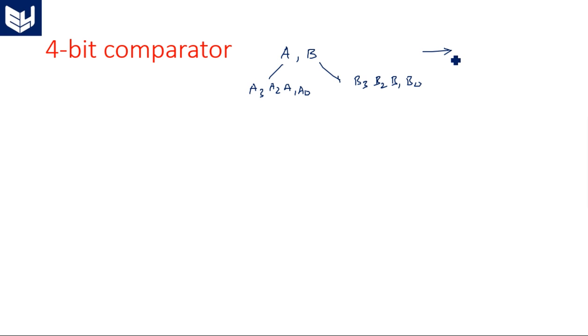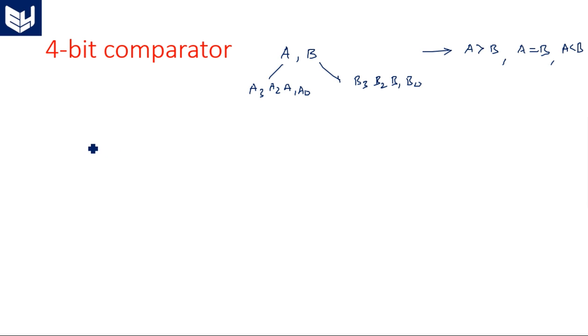We know very well that when you are comparing two things, we can say it is either greater than, less than, or equal to. So it may be either A greater than B, or A equal to B, or A less than B. So any one of these three will be 1.